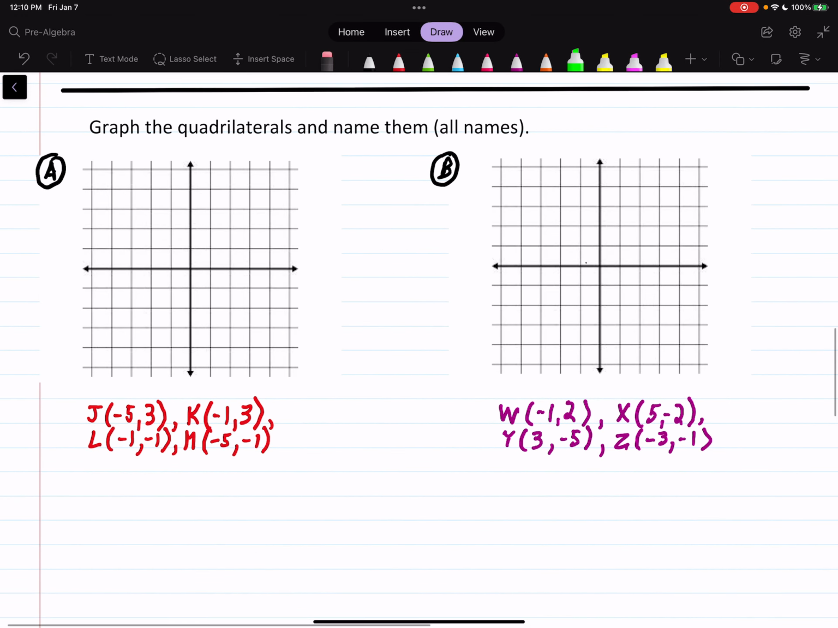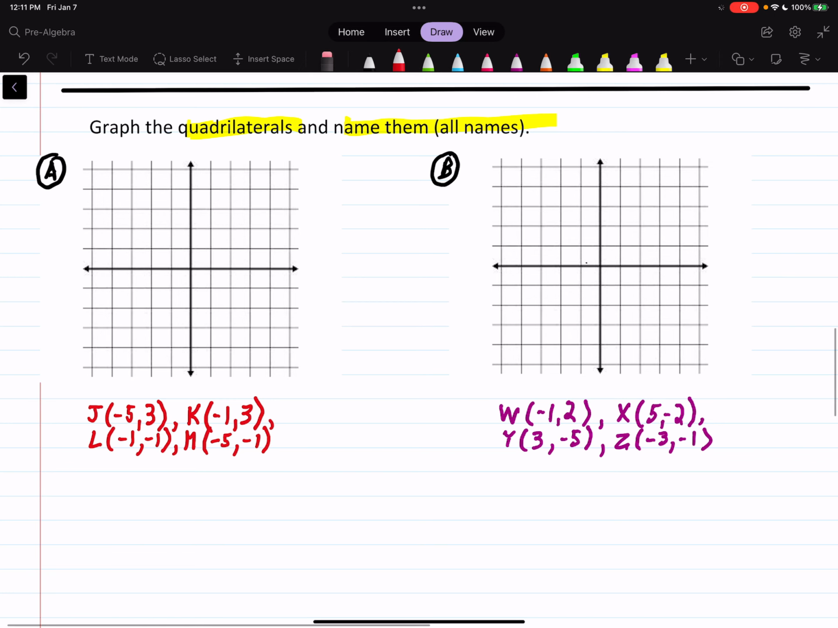All right, now we got 4 examples. We're just going to do them. Let's start off with graphing the points. We have to graph the points, and then we have to name the quadrilaterals in them. Okay? And to do so, we have to know which lines are parallel and which lines are perpendicular after we draw the lines. Okay, so let's start off with point J, -5, 3.